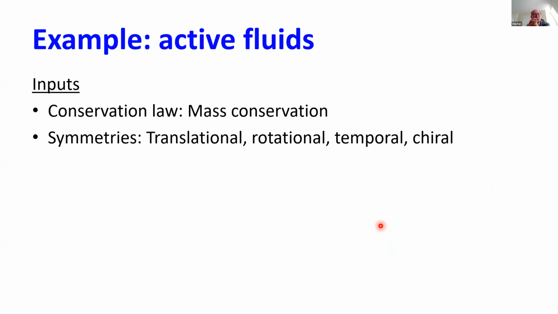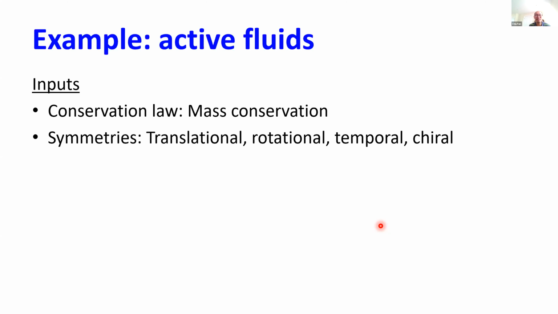So let's go back to the input and use active fluids or active systems as an example. The input here, again, is just conservation laws and symmetries. In this case, we have mass conservation, and the symmetries are translational, rotational, temporal, chiral. These are very canonical, in the sense that not many people would debate the validity of these symmetries.